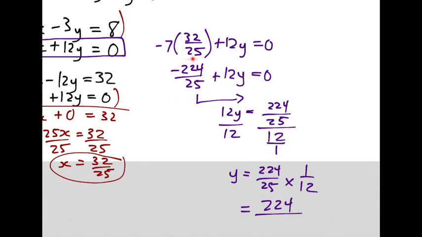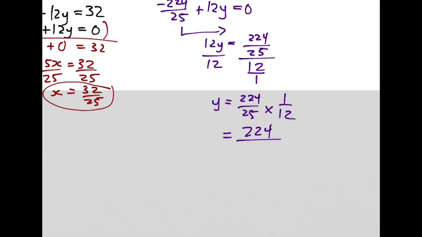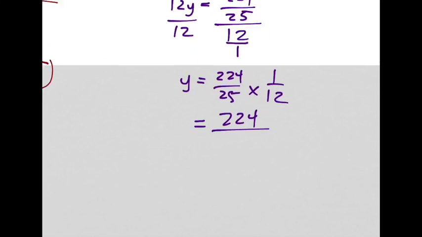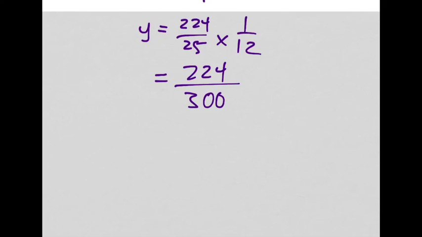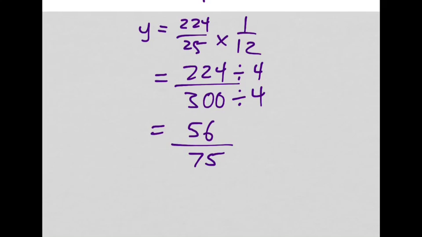You could have turned this into a decimal if that makes things a little easier for you. But I like practicing with fractions because you're going to need that skill later on. It's 300 exactly. Okay, and then reducing, we can divide by 2's. At least, can we divide by 4? Probably. So that is 56 over 75. And I think that's as far as we can go.